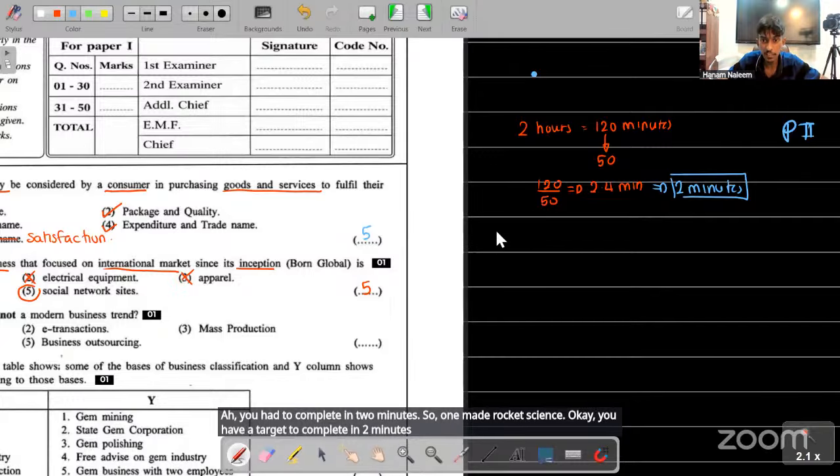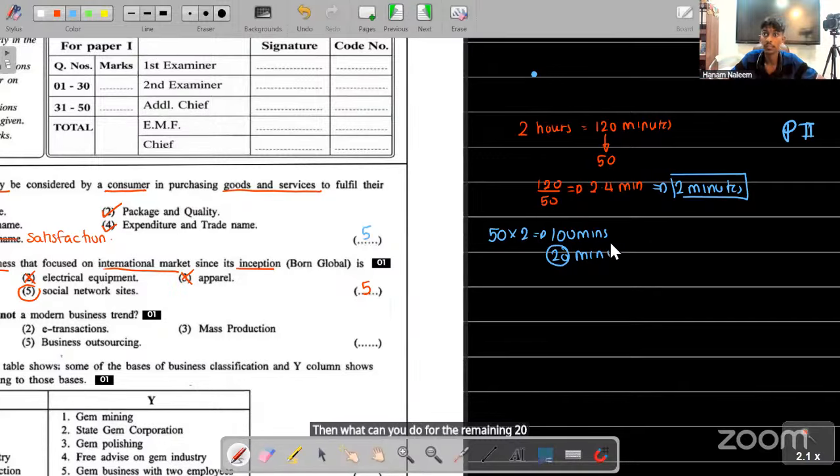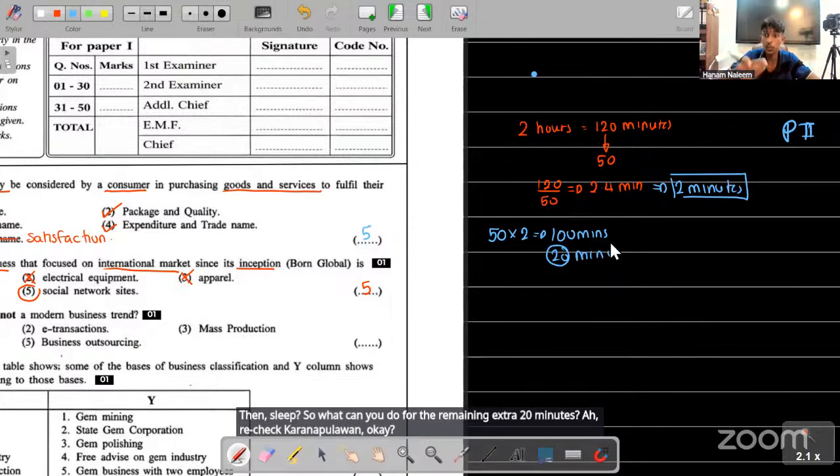Why? Just think, 50 questions. If you take 2 minutes each, you will spend only 100 minutes. Then what can you do for the remaining 20 minutes? Help your friend? Then sleep? So what can you do for the remaining extra 20 minutes? You can recheck. We can go through the paper again, because rechecking is very, very, very important.